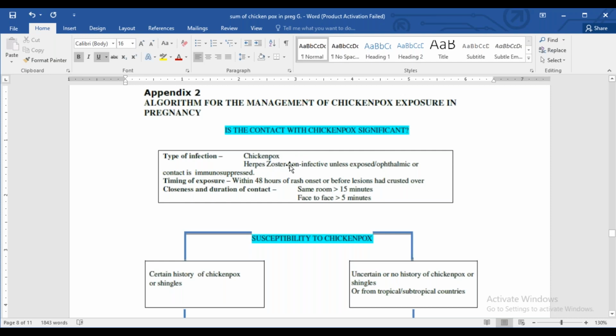First, is it chickenpox or is it herpes zoster? And if it's herpes zoster, is it in an exposed area, like ophthalmic, or in a non-exposed area? Because infection from an exposed area is more likely to happen than from a non-exposed area. As we know, the virus is in the fluid in the vesicles. So if the vesicle is in an exposed place, yes, this is significant. If it's not exposed, we will look at the other factors.